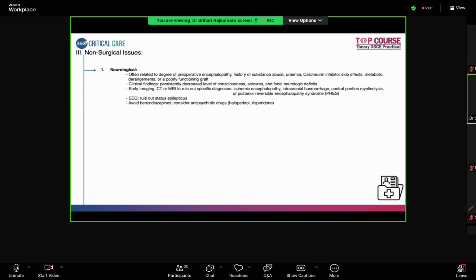As for any neuro case, if the patient has encephalopathy, you need to work up in a very systematic way. First go with blood investigations: look at the electrolytes, look at the ammonia, then look for the trough. If the patient is on tacrolimus, you need to look at the tac levels, and then you need to look at the neuroimaging. Either CT or MRI, whichever is feasible.